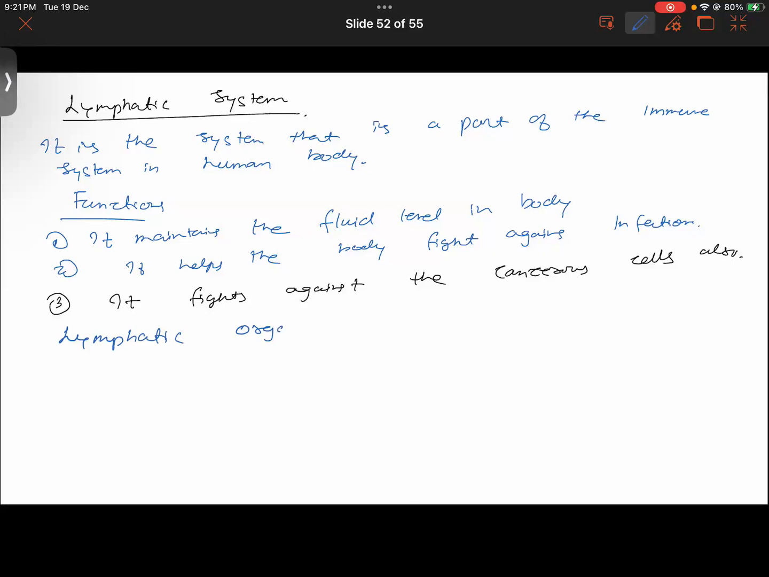Lymphatic organs are what? Here you can also say tissues. So they will be bone marrow, and bone marrow forms what? It forms the platelets and the red blood cells. All right now. Do white blood cells count in the lymphatic system? Yes, sir, it counts in it.